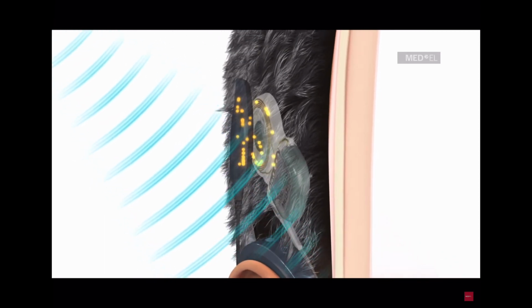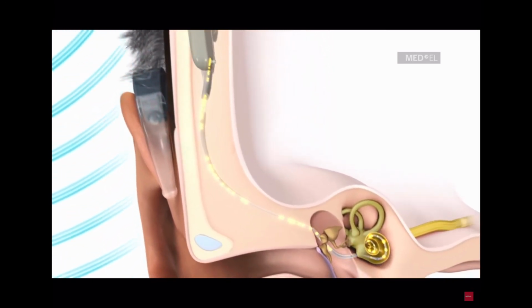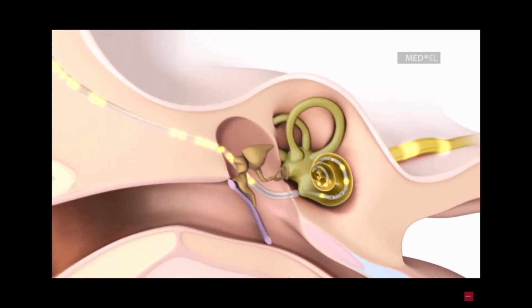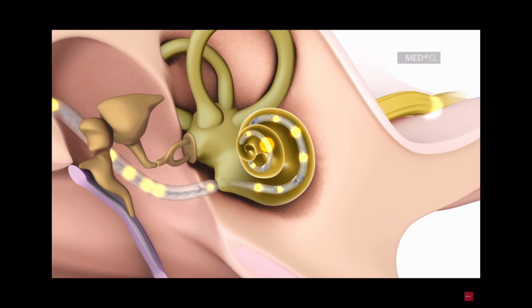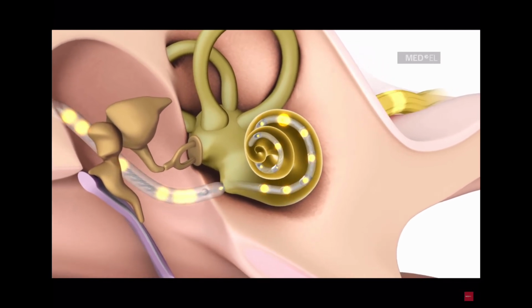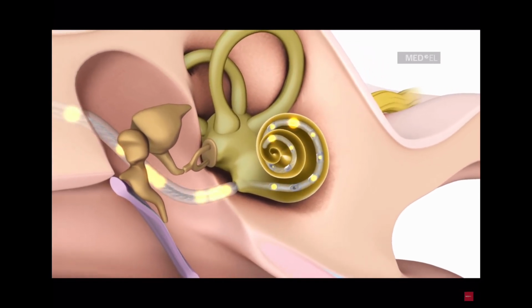The sounds are captured by the processor's microphone, and they are digitized and processed by the processor. The information coded by the processor is sent to the implant with the antenna. The implant converts information into electric signals and delivers electrical impulses to the auditory nerve as the ciliated cells should do.